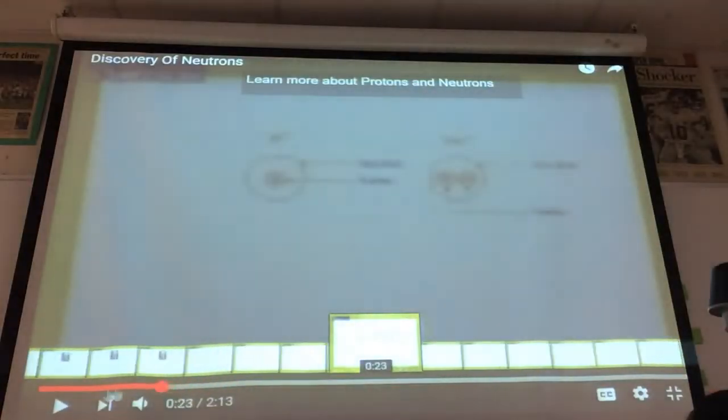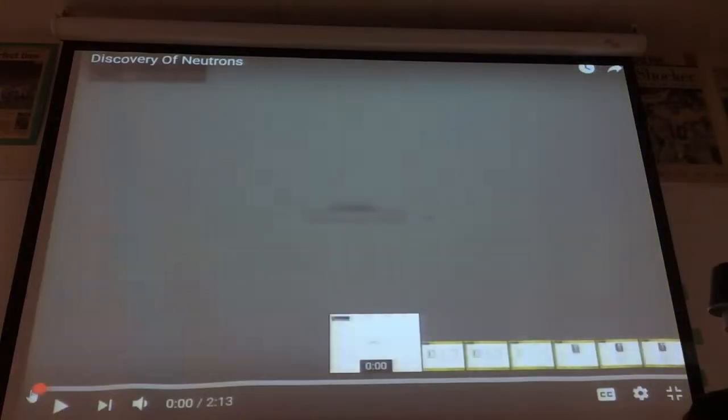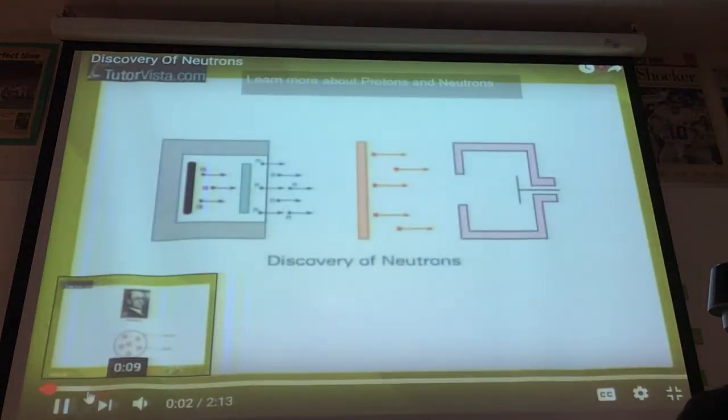And I just want to go back for a sec. This diagram was very misleading, and I think I misled you. Discovery of neutrons.